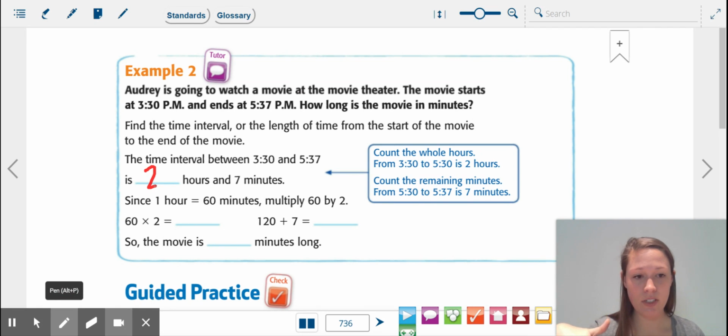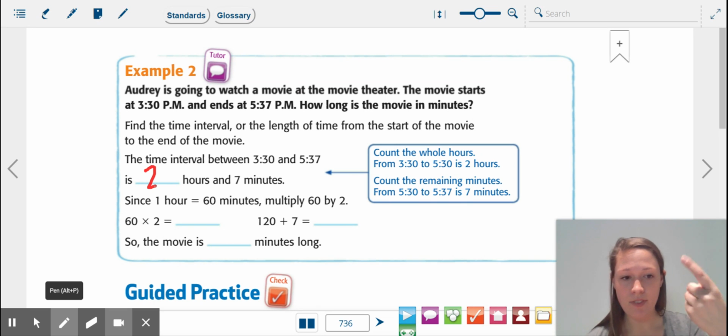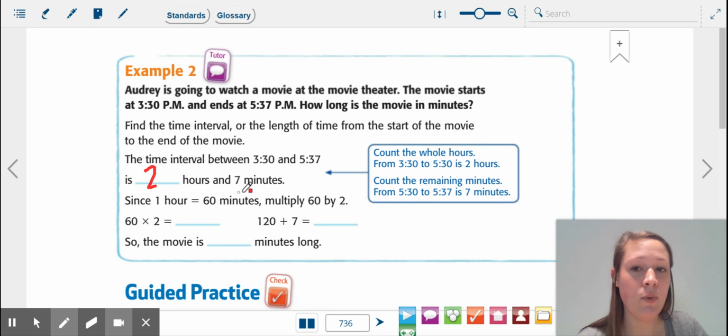Okay, now count the remaining minutes. So we ended up at 5:30. We need to get to 5:37. 5:31, 32, 33, 34, 35, 36, 37. Okay, 7 minutes. So 2 hours, 7 minutes. Yay. Are we done? Oh, because we need to convert it all into minutes.